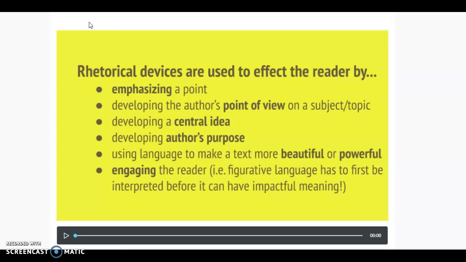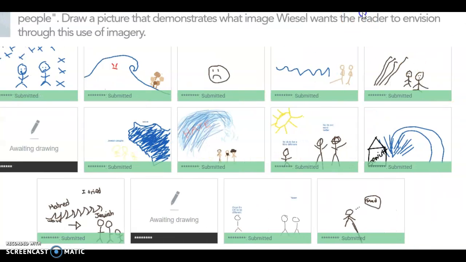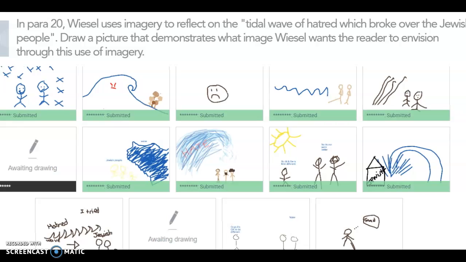Today we're going to transition to looking at a chart that is similar to the questions you answered on the Nearpod last class. So you're discussing the impact, or that should say affect with an A, on the reader. So rhetorical devices are used to emphasize a point, develop an author's point of view, develop a central idea, a purpose, and sometimes they're just used to make a text more beautiful, powerful, or to engage the reader. So, for example, last class you looked at how Elie Wiesel used imagery, anecdotes, and allusions to impact the reader.